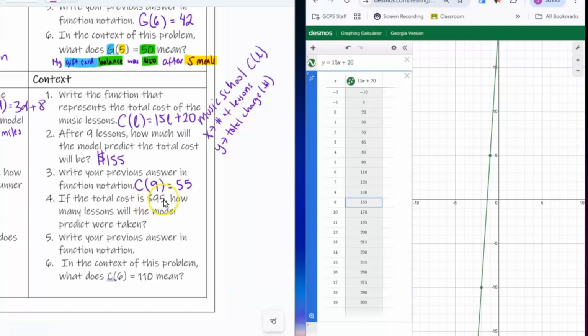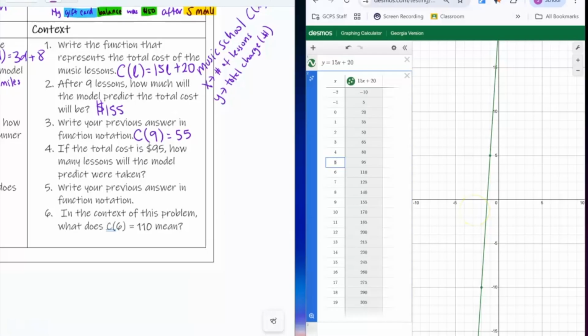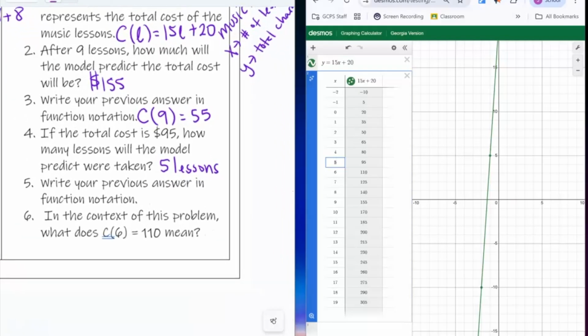If the total cost is 95, this time the cost is 95, that's my total charge. I should have said total cost, but that's fine. It is my Y. I'm going to go look for 95 on my Y right here. And so if I have a total of 95, I had 5 lessons. Okay, so I had 5 lessons. And make sure you're writing down the unit. Okay, write that in function notation. So I've got the total cost. The number of lessons is 5. So make sure it's always X and then equals Y, and the total cost is 95.